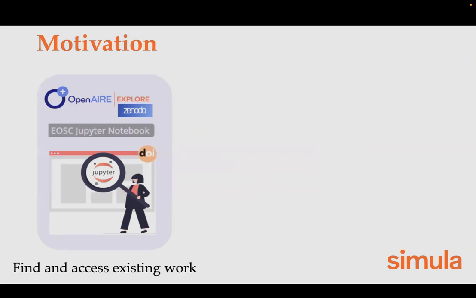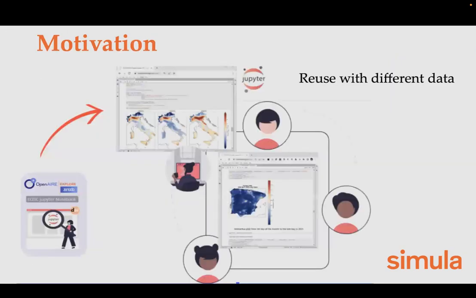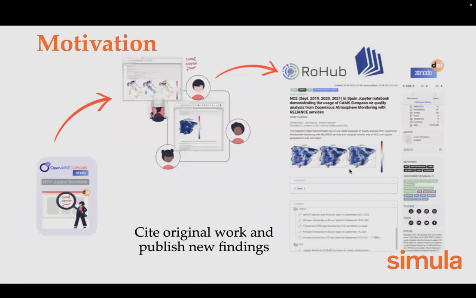So for instance, if I find a Jupyter notebook in Google or in the European Open Science Explorer, the first thing I would like to do is to re-execute it, so to reproduce it with the same computational environment. And then I want to reuse it, for instance, with different data sets, and I want eventually to update the Jupyter notebook with different collaborators. And then I will cite the original work and publish my new finding, and I will publish it in ROHub, so in this research object repository.